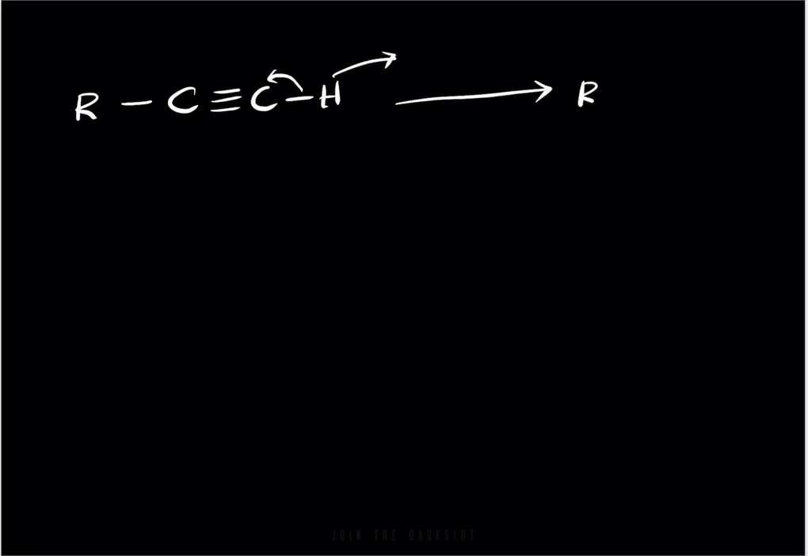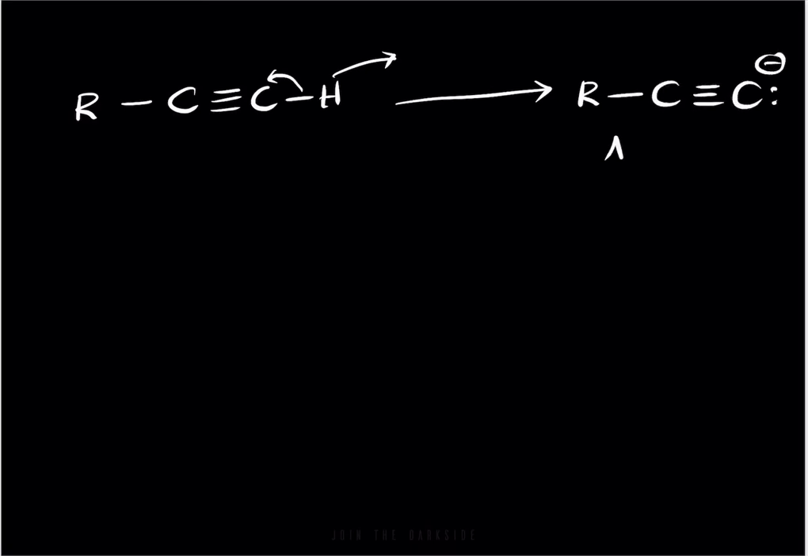So let's take a simple example. In a general structure, take R–C≡C–H. The proton goes out and leaves its electrons on the carbon. This results in the formation of an alkynide ion.